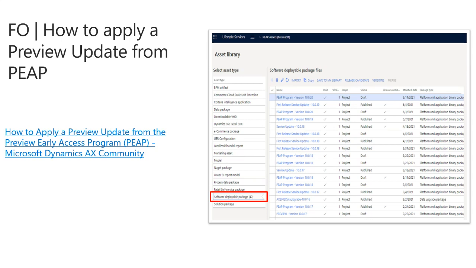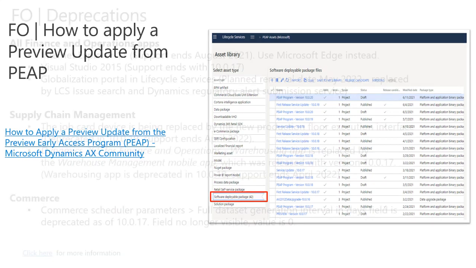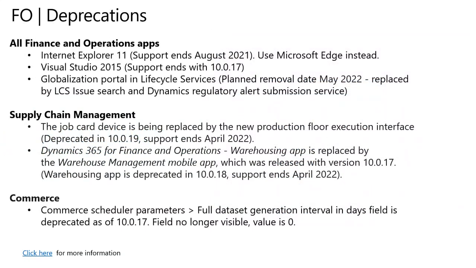Next, we'll talk about deprecations within finance and operations. There are a few noteworthy ones that we want to make you aware of. One of them is the same on the CE side, but Internet Explorer 11 support will end in August. So we want to make sure you're making plans to move forward with another browser, preferably Microsoft Edge. Visual Studio 2015 is no longer supported after version 10.0.17, so plan accordingly for that.